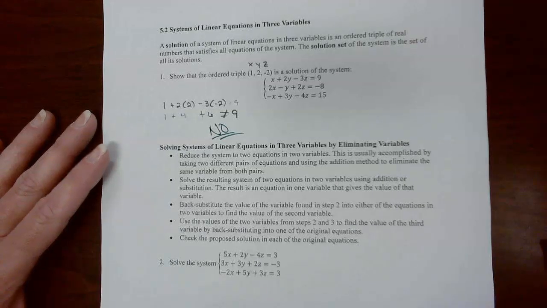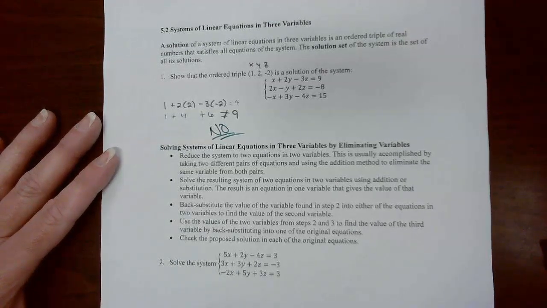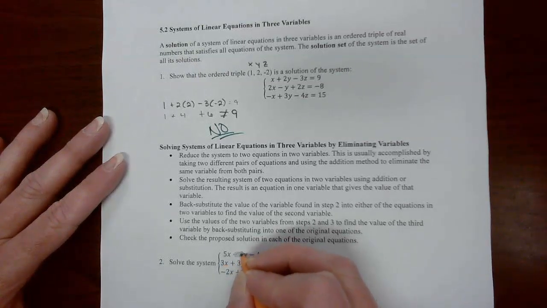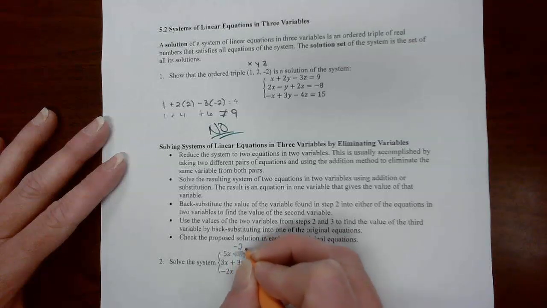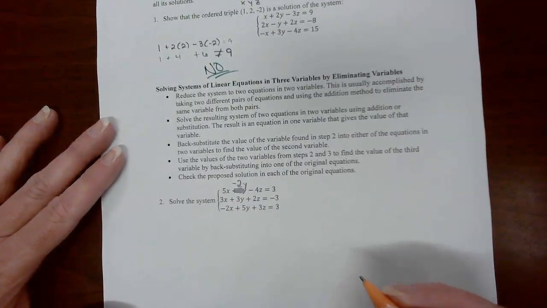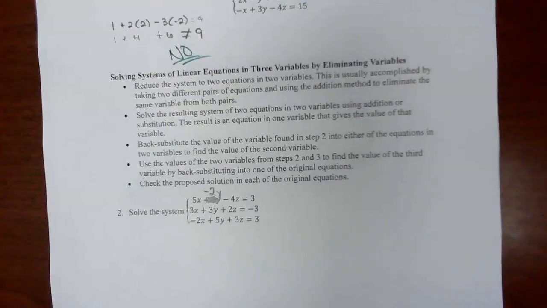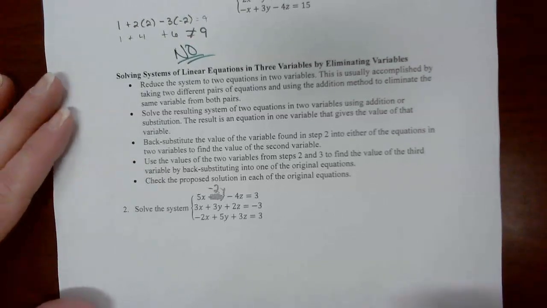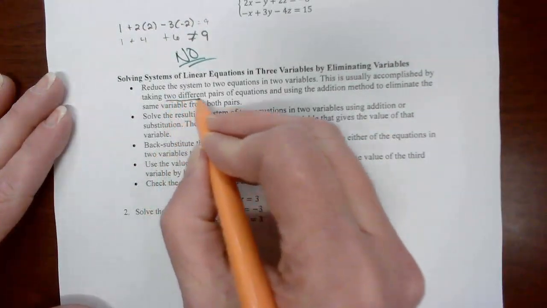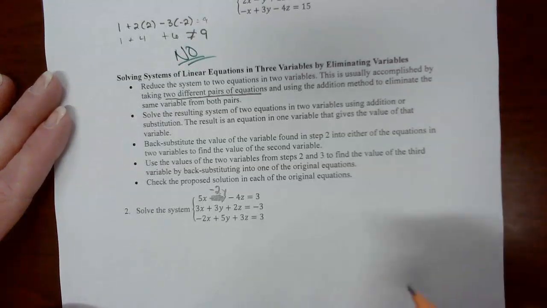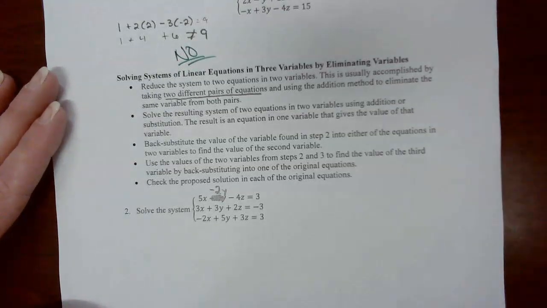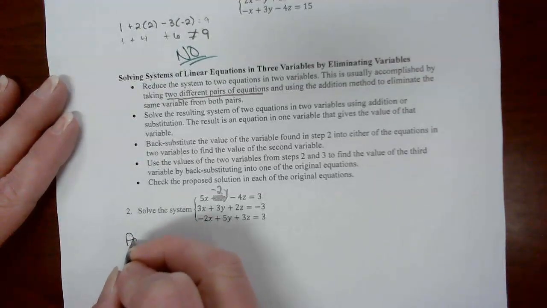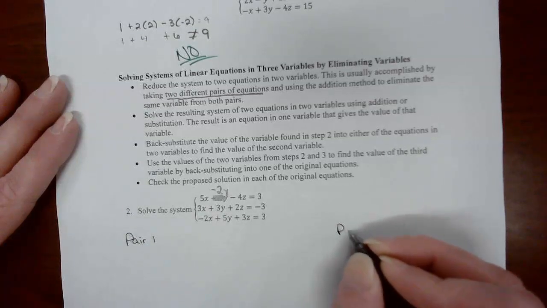Now, when we're working with, there's a typo on here. This is supposed to be a -2y. Okay, so fix that. When we're working with systems of equations, elimination method is really the best one. But to do that, we have to take 2 different pairs of the equations. We have to pair them up. So we don't do elimination with all 3 at the same time. We do them in pairs. So we're going to have pair 1 and pair 2.